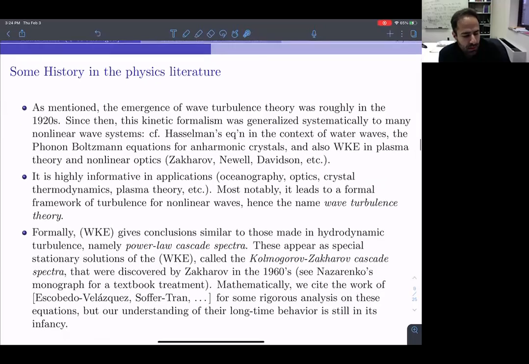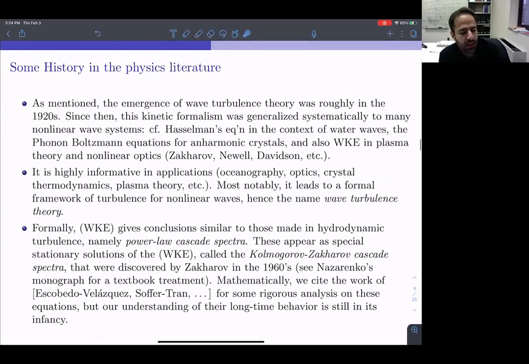Let me discuss briefly some history of this equation. I'll start with the history in the physics literature. As we mentioned, the emergence of this theory was in the 1920s, and this kinetic formalism was formulated and generalized to many nonlinear wave systems. In the context of water waves, the corresponding equation is called Hasselmann's equation. This is the same Hasselmann who won the Nobel Prize this year or last year.